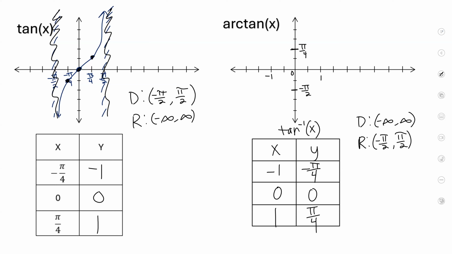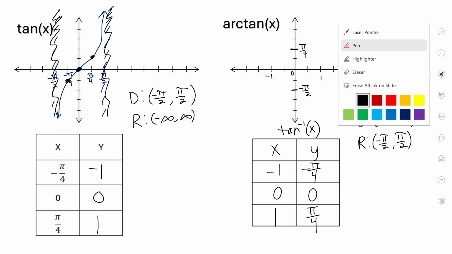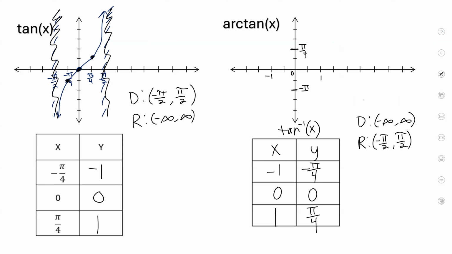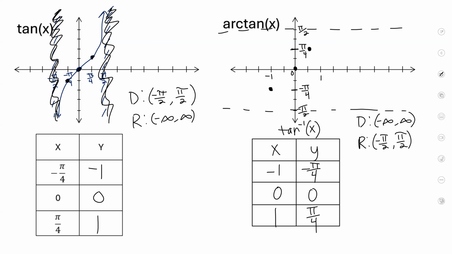Okay, so my first point. Oh, I put a 2. All right, so negative 1, negative pi over 4 is there. Here's 0, 0. And then here's 1, pi over 4. And remember, guys, there were asymptotes at negative pi over 2 and pi over 2. So I'm going to put an asymptote here at pi over 2, and an asymptote right here at negative pi over 2. That's where your asymptotes are. So this is what the inverse graph will look like.